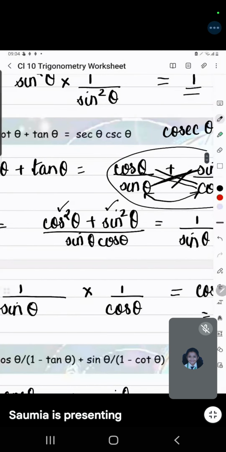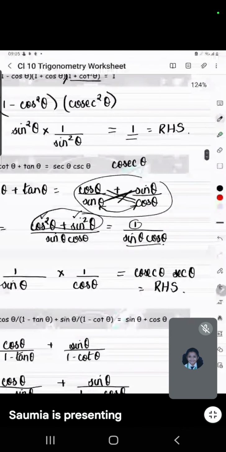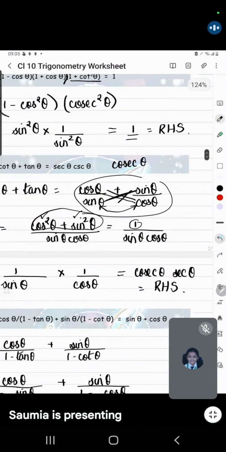Now, have a look at the numerator. Isn't it our identity? Yes. So instead of that, I wrote 1 and just kept the denominator as it is. Yeah, ma'am. Now I understood. I was just wondering how that one came in. Okay. And ma'am, I also have a doubt in the next question.